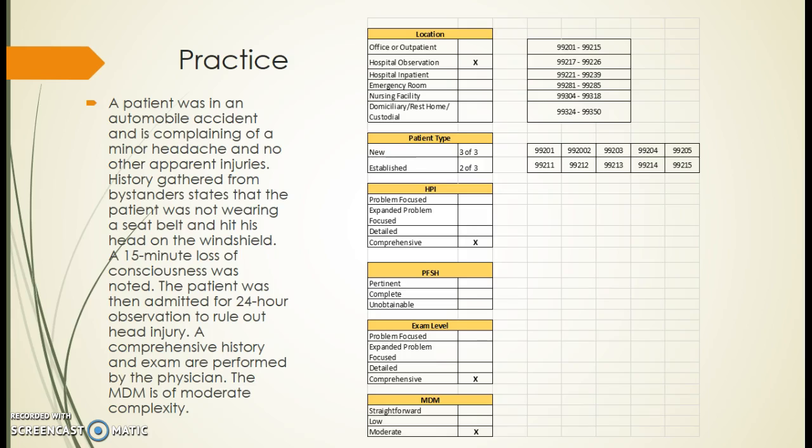A comprehensive history and exam are performed by the physician. The MDM is of moderate complexity. So a lot of it you can get just from this bottom part right here. So we're going to have comprehensive history and exam, check and check. Moderate complexity MDM, check there. And he is being admitted to the hospital for 24-hour observation. So our category is going to be hospital observation. So we're going to start off by looking in code range 99217 to 99226.